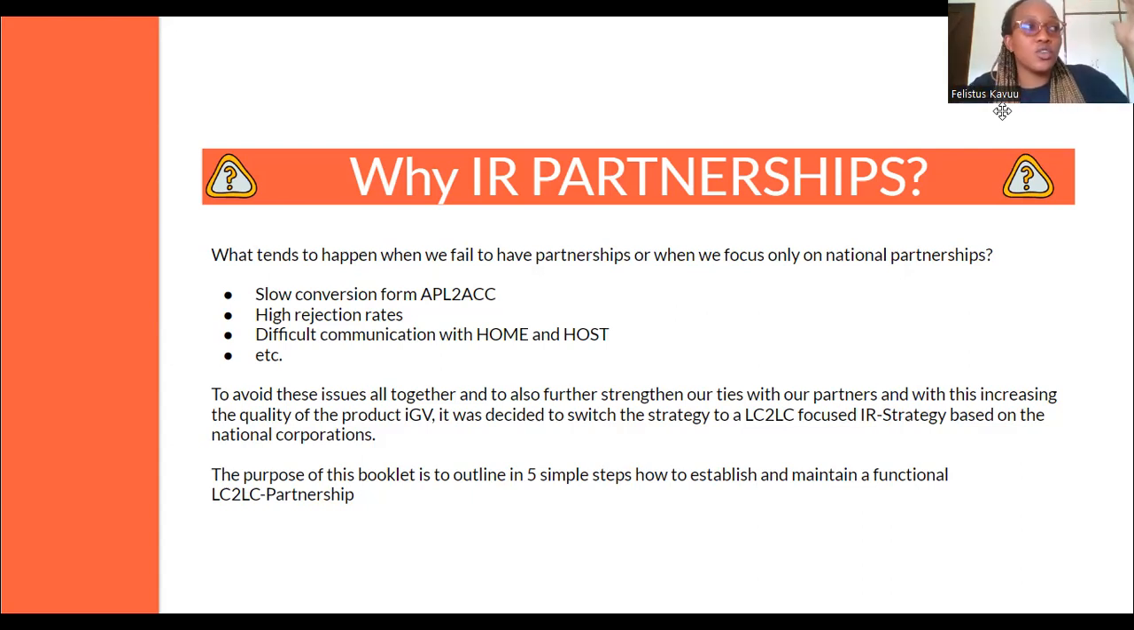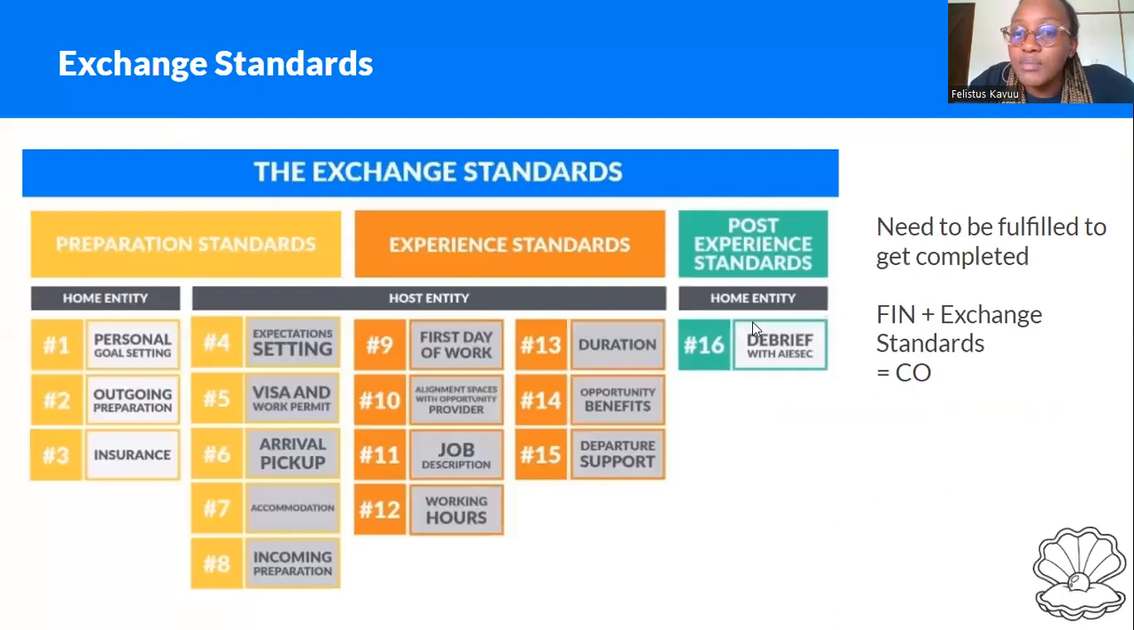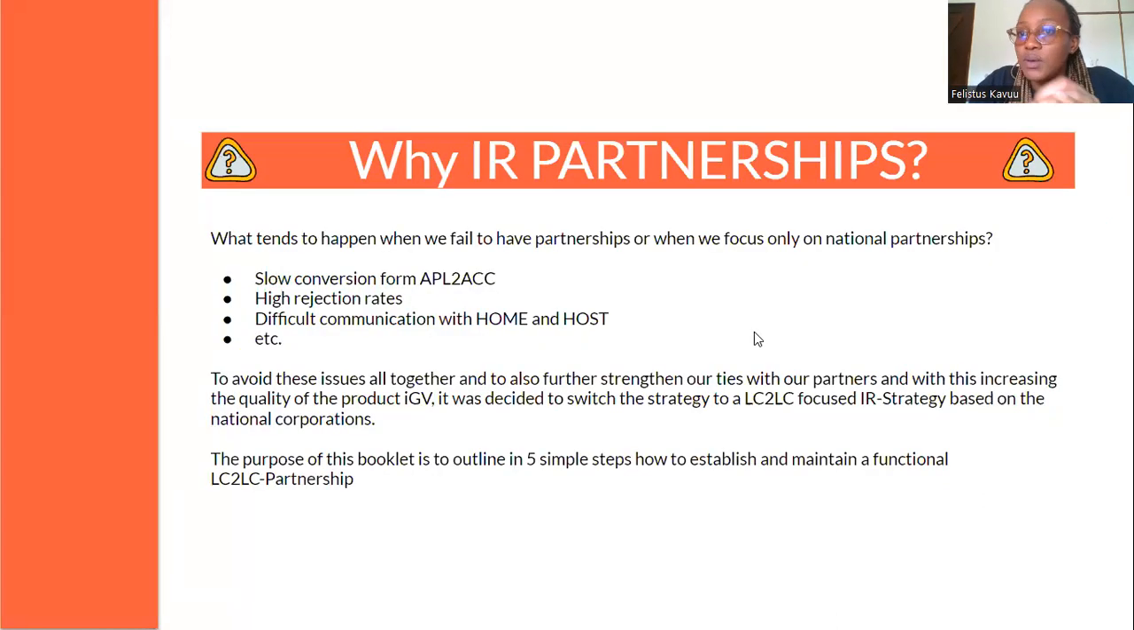Because first, the OGV talks to the EP about the exchange standards. When they come into the country, the iGV people also talk to the EP about these exchange standards. So as the EP is going through, they understand at the back of their mind that they're supposed to feel a net promoter score. And then the OGV, once the EP arrives, because they have a debrief, if you check here, among the standards that the OGV has is debrief with AIESEC, which is where the EP feels the net promoter score. So if you have an IR partnership, you're able to follow closely with OGV to ensure that it's done.